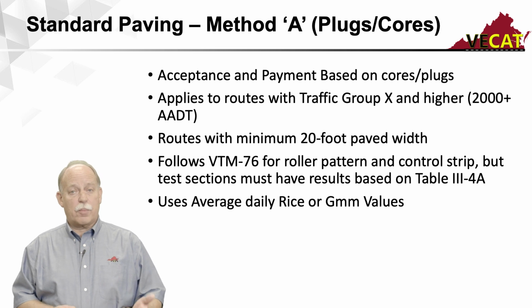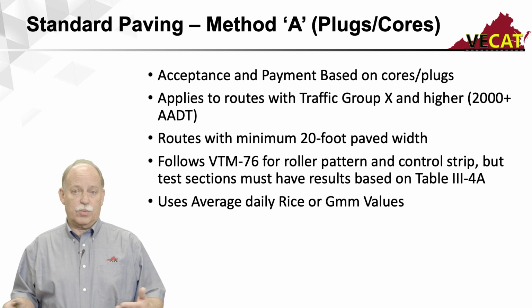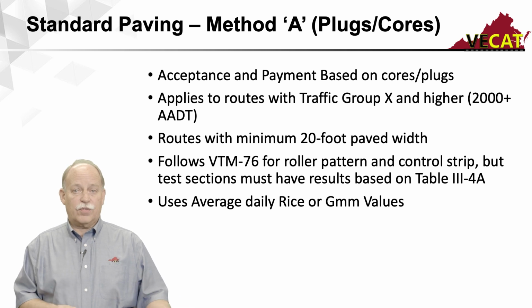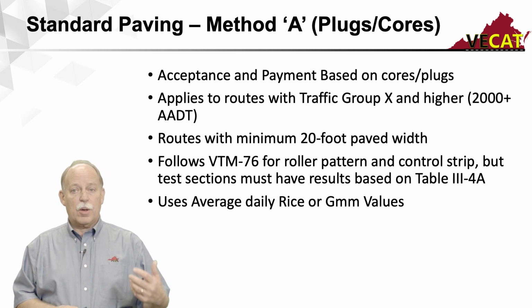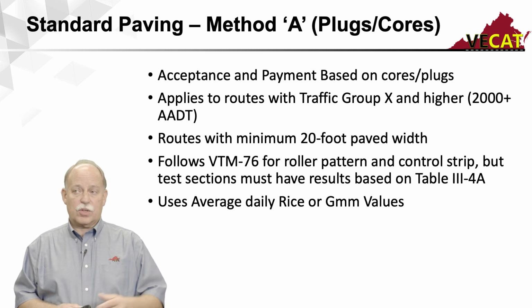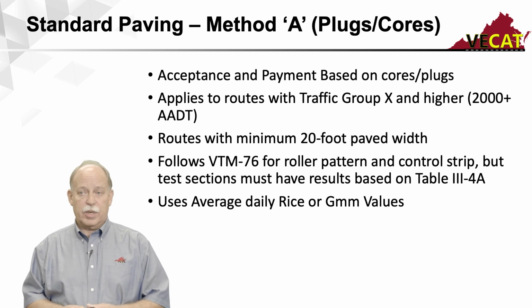It also has to have a minimum of 20 feet in width. So the pavement can't be less than 20 feet. If it's an 18-foot roadway, you can't use method A testing. It has to be a minimum of 20. It follows that same VTM 76 we talked about at the very beginning for roller pattern and control strips, but those test sections and the results of those are based on table 3-4A, and we'll talk about that and I'll show you that in just a minute.